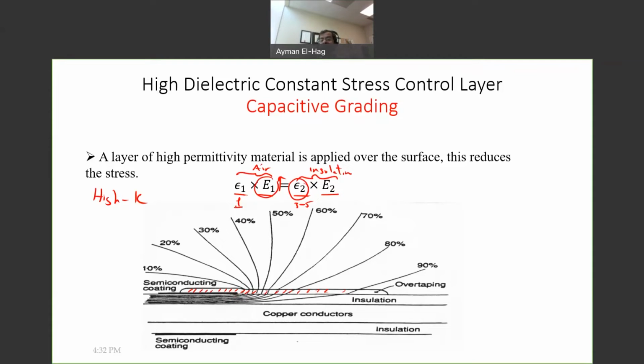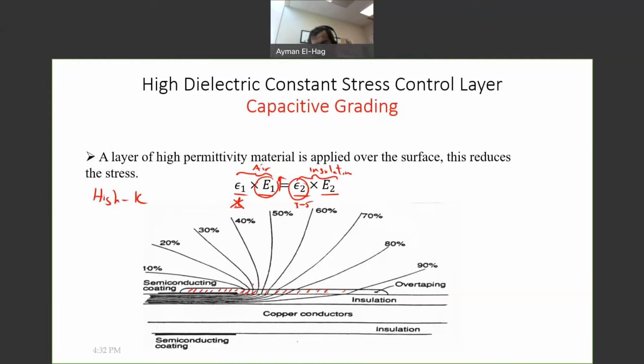Now, when we add a material with a higher dielectric constant than the insulation itself, this is why I call it high K. It's higher. It could be 10, 12, 13, something higher than this. So the electric field now in the stress grading material will be less than the electric field in the insulation. Okay, and you can see that here clearly.